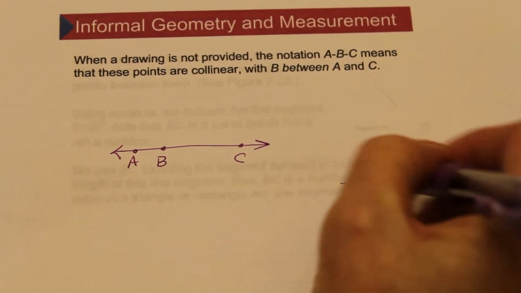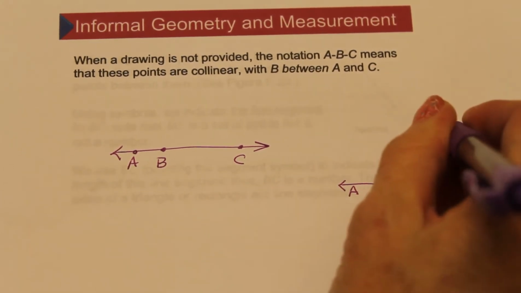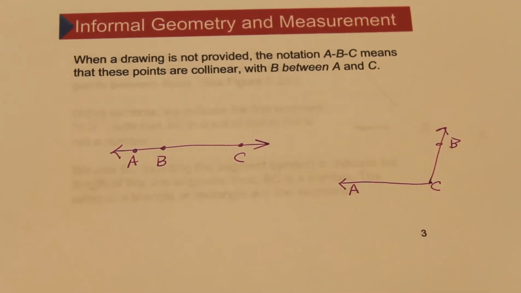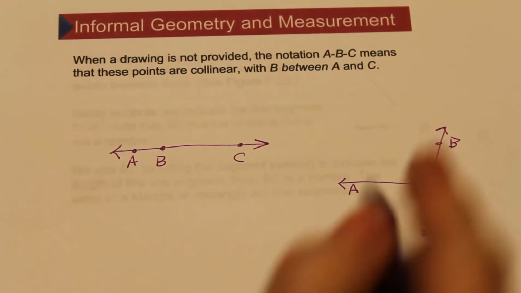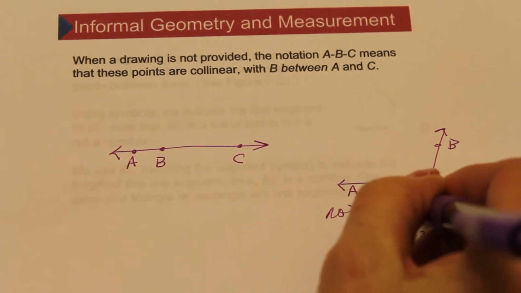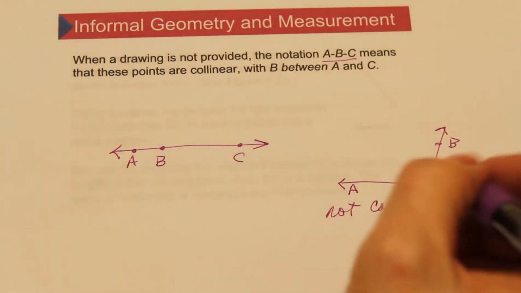Here's an example of if this is A and this is B and this was point C. That's an example of those would not be collinear. They are not on the same line. So this notation means collinear.